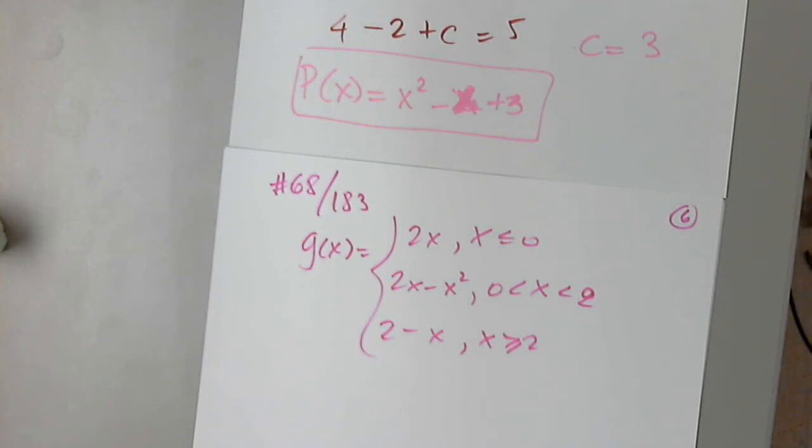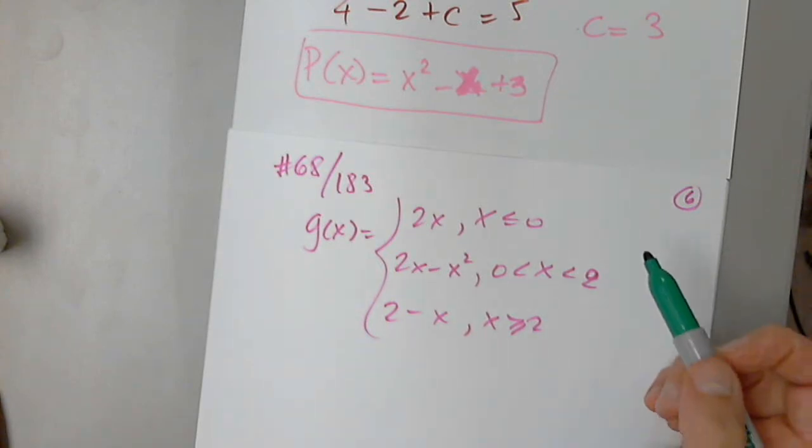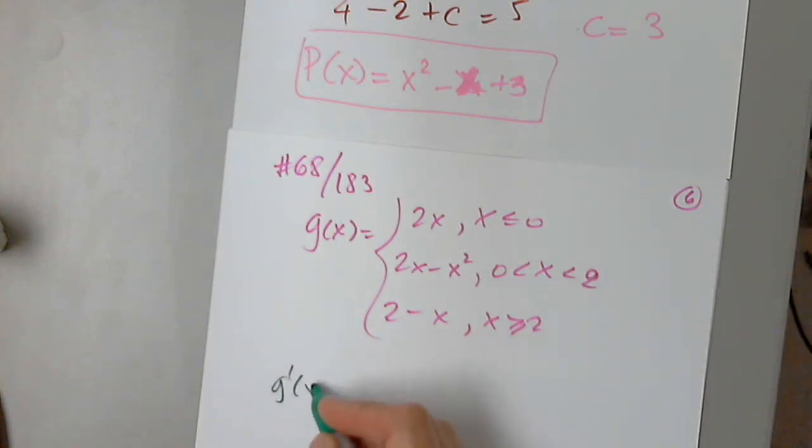We know that a function is not differentiable in which situations? Cusp, corner, vertical tangent, or? Yes, discontinuous. Very good. Cusp, corner, vertical tangent, and discontinuous function. Those functions will not be differentiable at those points. Perfect. Okay, so let's find g prime of x.